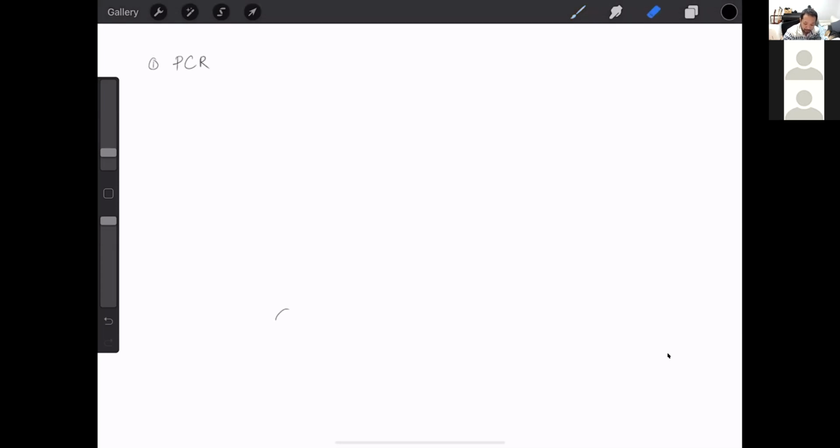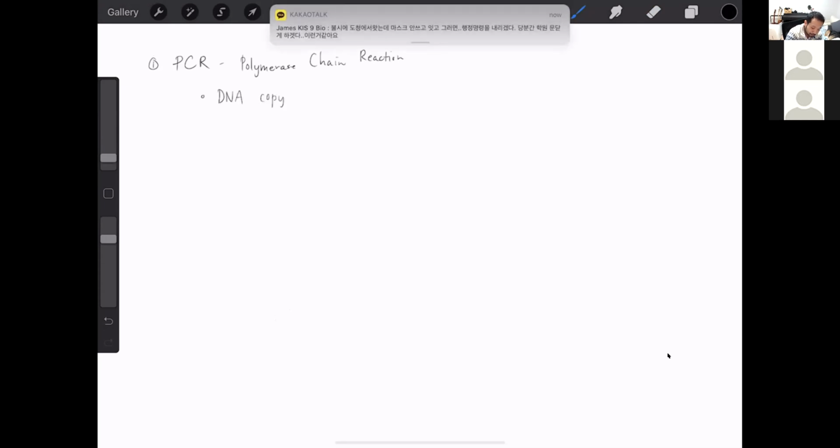So PCR stands for polymerase chain reaction. So it stands for something called polymerase chain reaction. And the name is actually pretty accurate as to what it really does. So in layman's terms, PCR is what you could call a DNA copy machine.